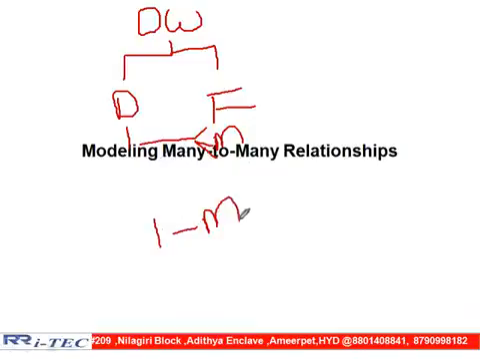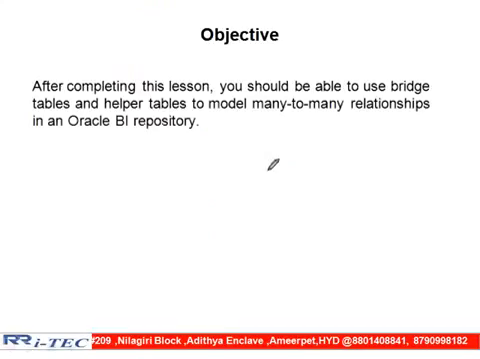But there are some scenarios which will have many-to-many relationships. If many-to-many is used, our OBIEE is not going to support many-to-many. Then how do we handle that kind of scenario? I have two tables, and between these two tables I have a many-to-many relationship, which is not accepted by the OBIEE tool. Then how do we handle that in OBIEE? That's what we are going to learn today.